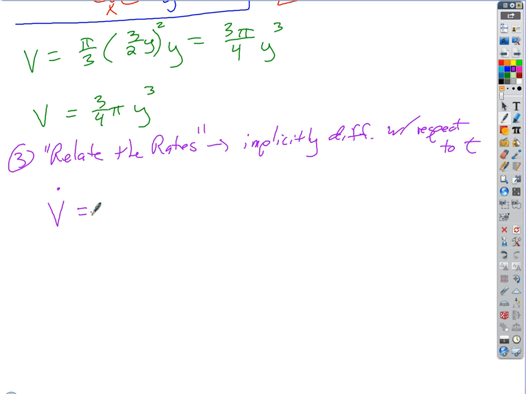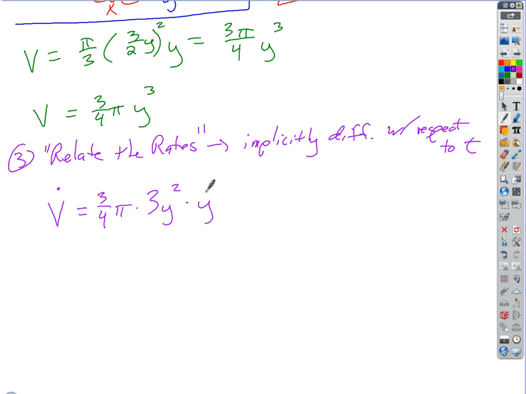Fortunately, I don't. What do we do with the constant? When we differentiate, we just pull the constant out front and leave it there, right? So we separate the constant out front, and we just differentiate y cubed with respect to t. So what am I going to get? Times 3y squared. Not done. Times y dot.